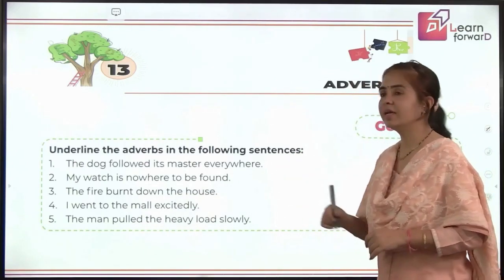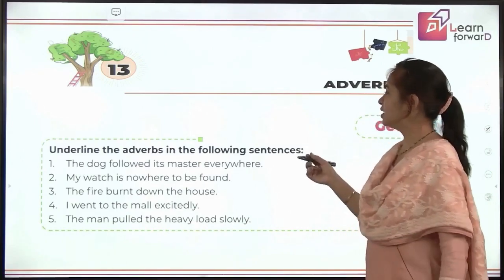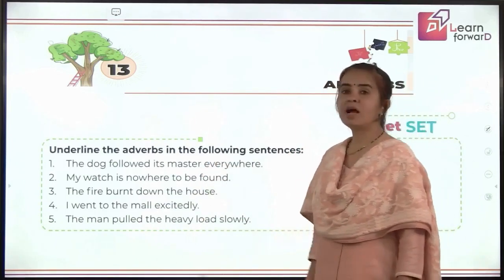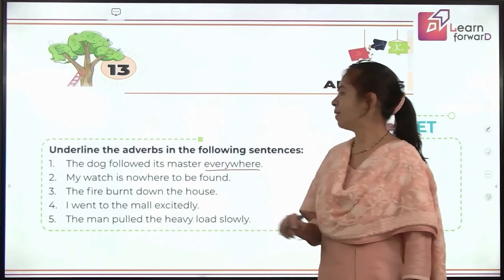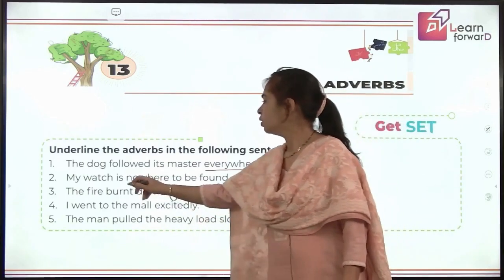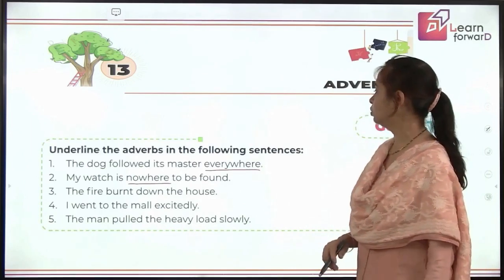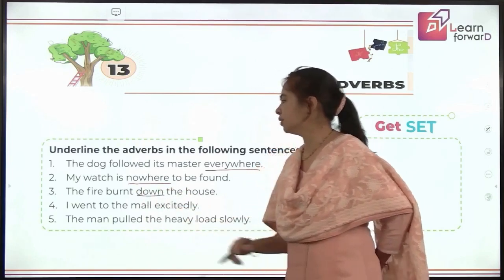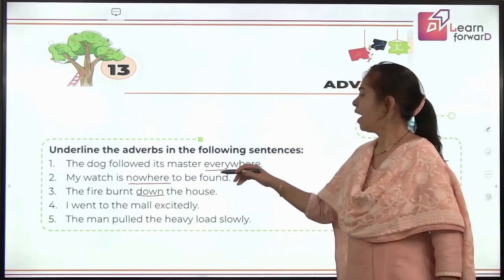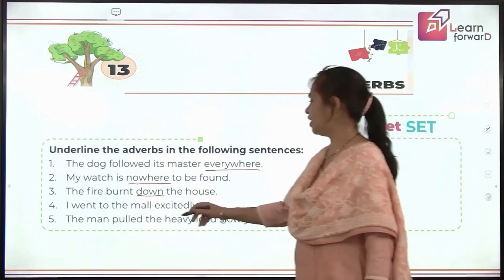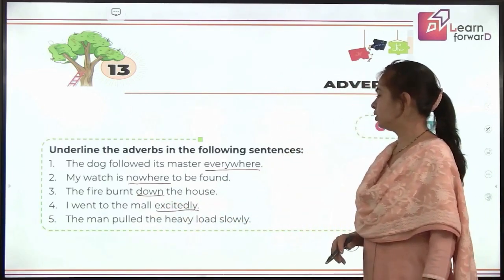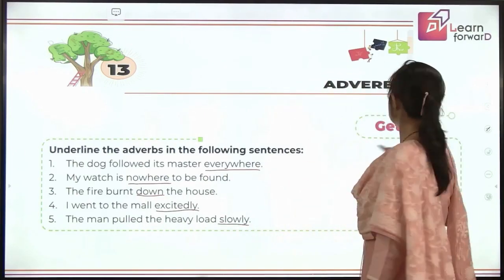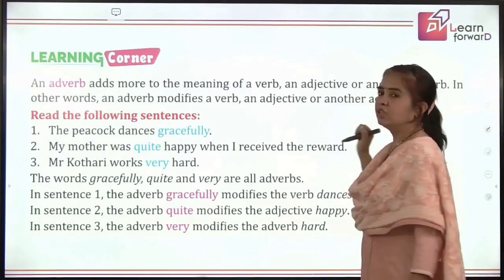First, let's get reconnected to your past learning. So we have an exercise here. Underline the adverbs in the following sentences. Let's quickly do it. The dog followed its master everywhere. My watch is nowhere to be found. Good, nowhere. The fire burnt down the house. What is the adverb here? It is down, children. It's telling you about burnt. I went to the mall excitedly. Perfect. Yes, this is excitedly. The man pulled the heavy load slowly. Yes, you're right there. It is slowly. So that shows you remember the basic definition of adverbs.